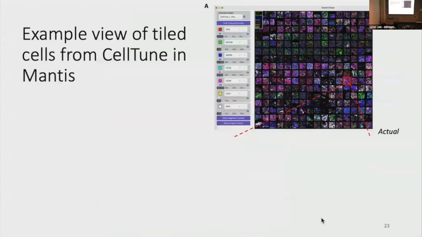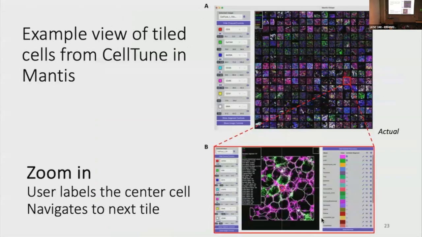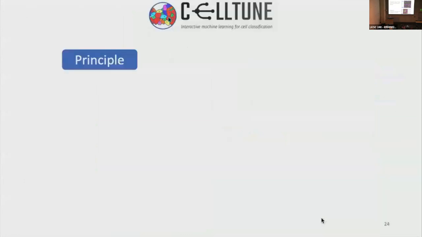And this is an example of what it looks like. So those are schematics. This is what it looks like actually with the tiled cells. And you have a zoom in on a specific cell where the user labels the center cell. They adjust the label here. You have 2 predictions, and then it's easy to navigate to the next tile.